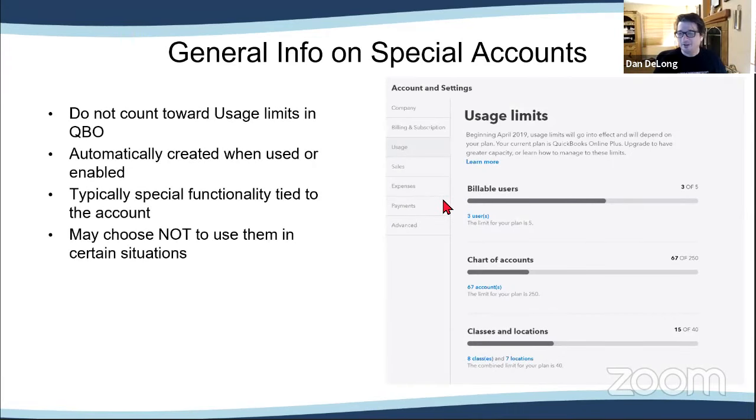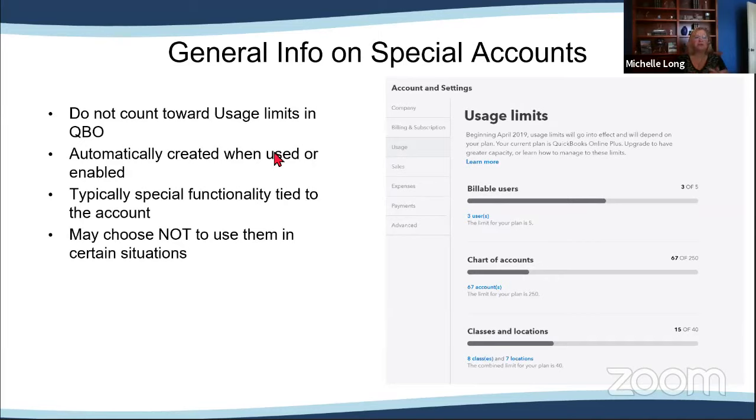Okay. Oh, that's right, we got to talk about undeposited funds. It's my favorite, or my arch enemy, I don't know which. Anyway, first of all, let's talk about some basics when it comes to special accounts. I'm going to start with the second bullet, we should have put it first.